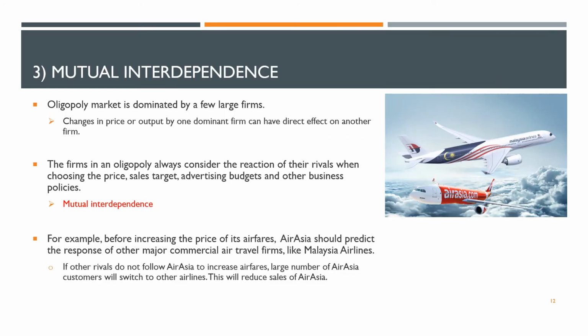Oligopoly market is dominated by a few large firms. Therefore, changes in price or output by one dominant firm can have a direct effect on another firm. This implies that oligopoly firms are mutually interdependent when deciding the price, sales target, advertising budgets, and other business strategies. For example, before increasing the price of its airfares, AirAsia should predict the response of other major commercial air travel firms, such as Malaysia Airlines. If other rivals do not follow AirAsia to increase airfares, a large number of AirAsia customers will switch to other airlines. This will reduce sales of AirAsia.